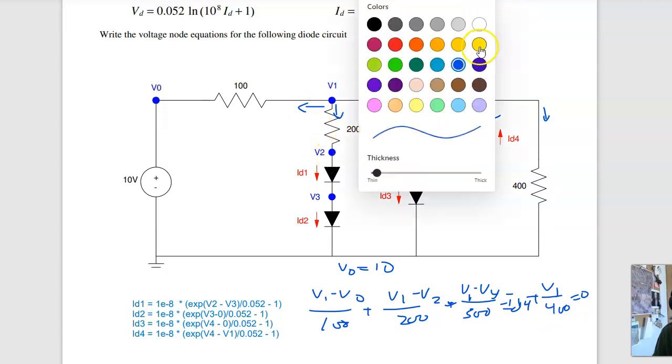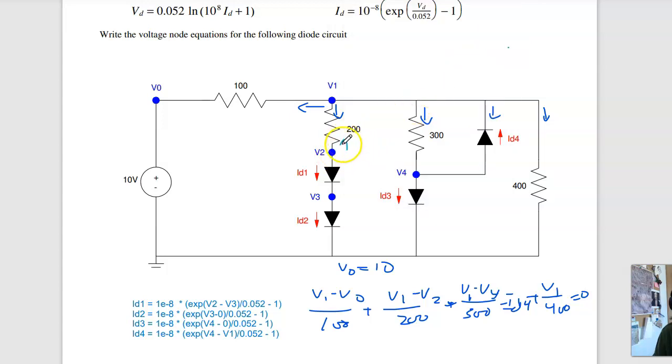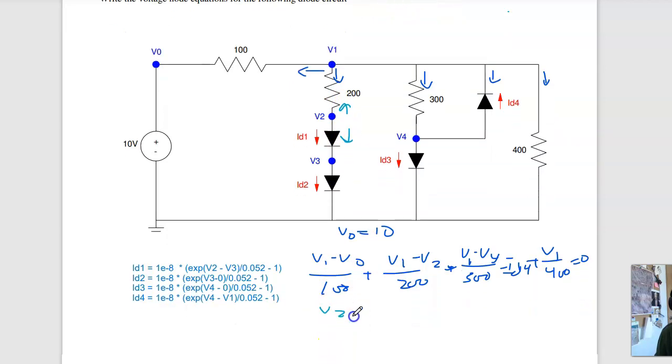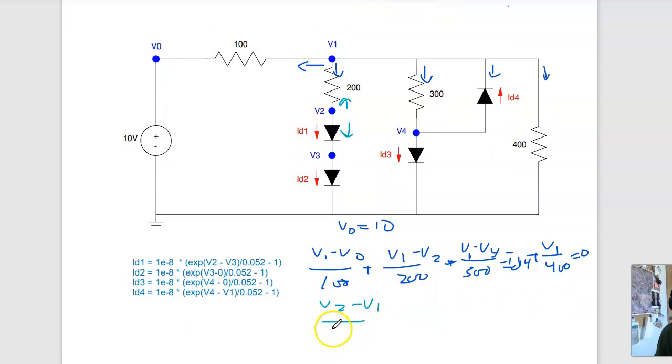Node 2. Let's do that in a different color. At node 2, current up plus current down equals 0. Current up is V2 minus V1 over 200. Current down is plus ID1. That's everyone, and that's got to be 0. Third equation at V3. Let's do that in orange. Current up plus current down equals 0. Current up is minus ID1. Current down is plus ID2, equals 0. Basically, ID1 equals ID2.